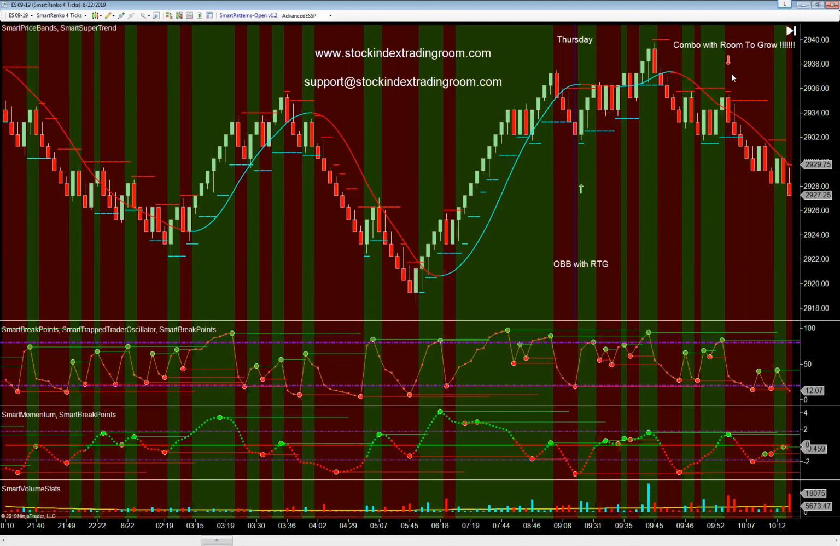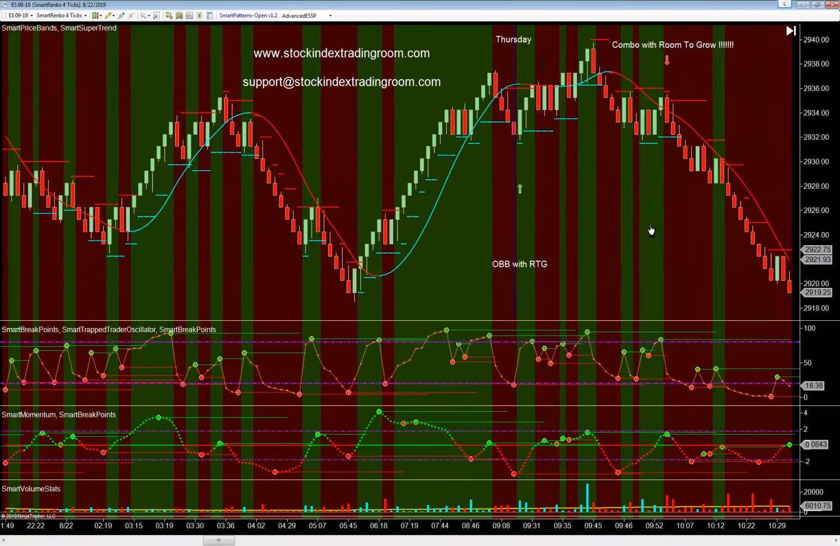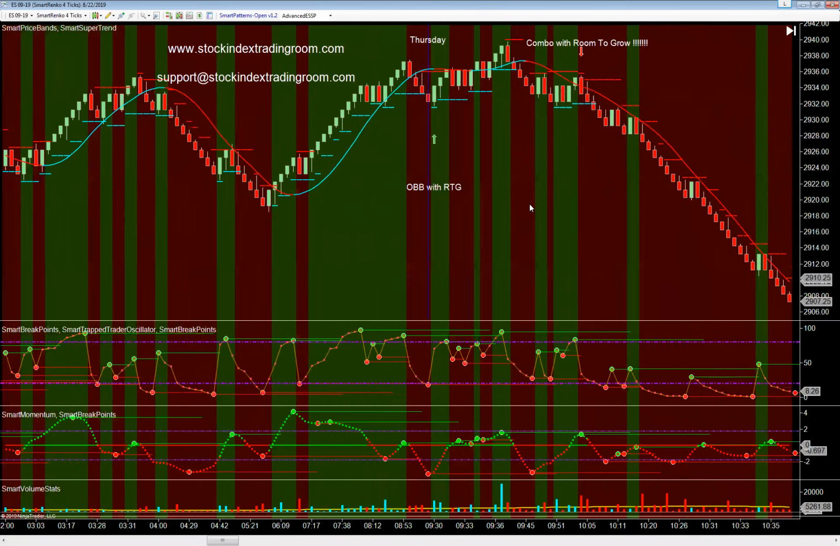So we have a combo trade with room to grow, which is a spectacular signal because trap trader oscillator is saying we were overvalued. Smart momentum is touching our line. It's not above it. It's touching our line, which is good enough. And then you can see we went on down.